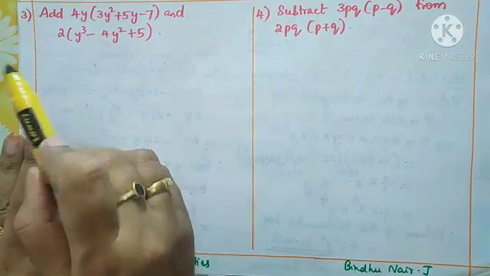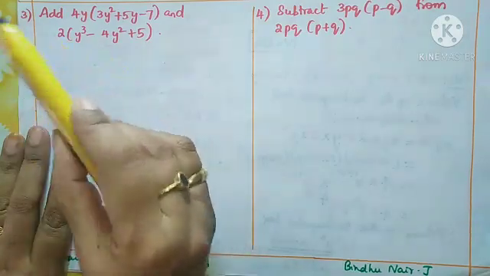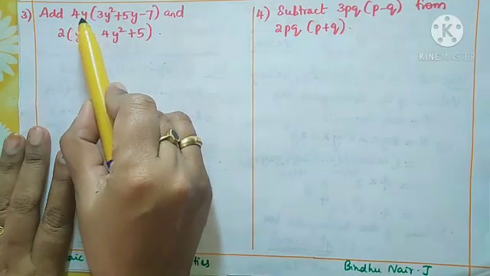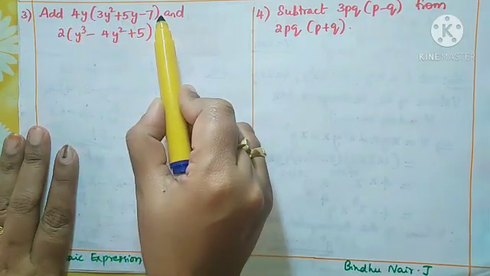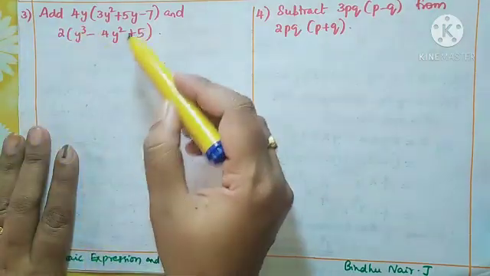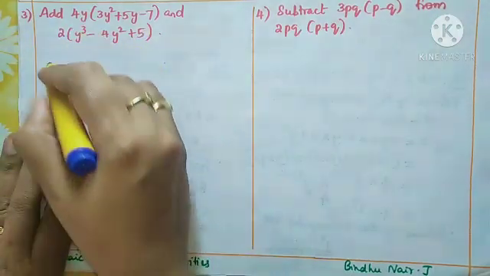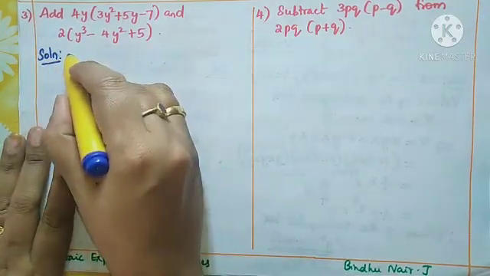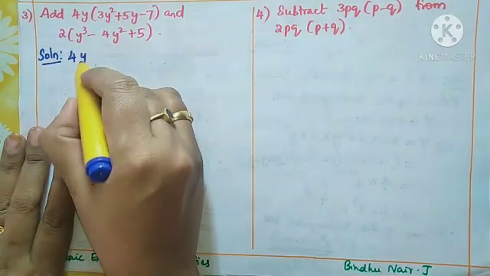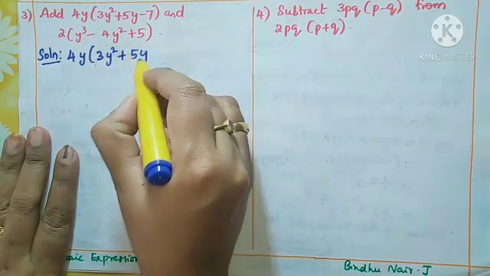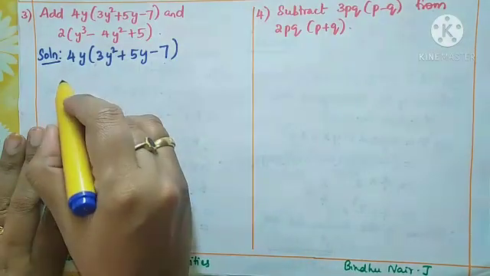So first what we want to do is, you want to open the bracket, that is multiply this outside term by all the terms inside the bracket. After that only you want to add the polynomials. Okay. So first you want to remove the bracket. Solution. So first expression, what is that? 4y into 3y square plus 5y minus 7. Yes. So we can simplify this.